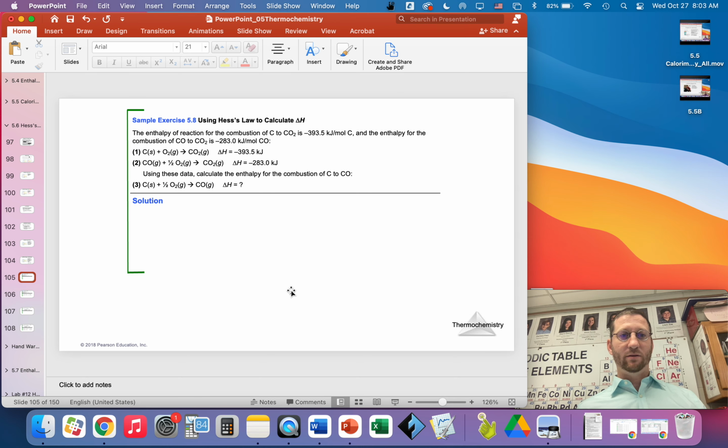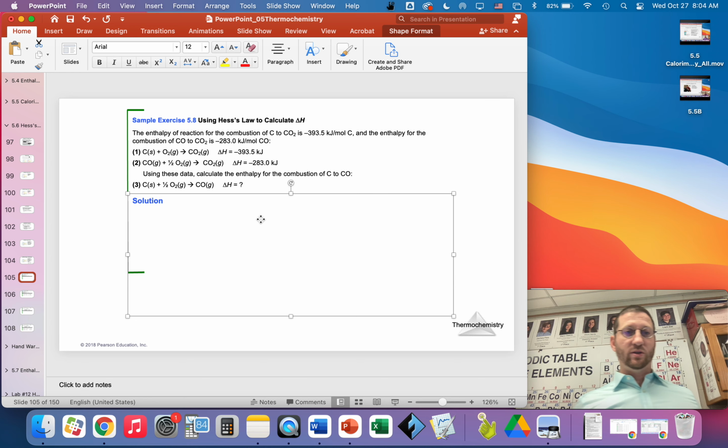All right, so let's go ahead and take a look at a sample exercise here. The enthalpy reaction for the combustion of carbon to carbon dioxide, this one right here, is negative 393.5 kilojoules. And the enthalpy for the combustion of carbon monoxide to carbon dioxide is negative 283.0 kilojoules. So now the question is, well, what happens if I don't want to go from carbon to carbon dioxide, but I simply want to go from carbon to carbon monoxide? So we're looking at this third equation here, and we're going to use those two known equations to figure out what we want.